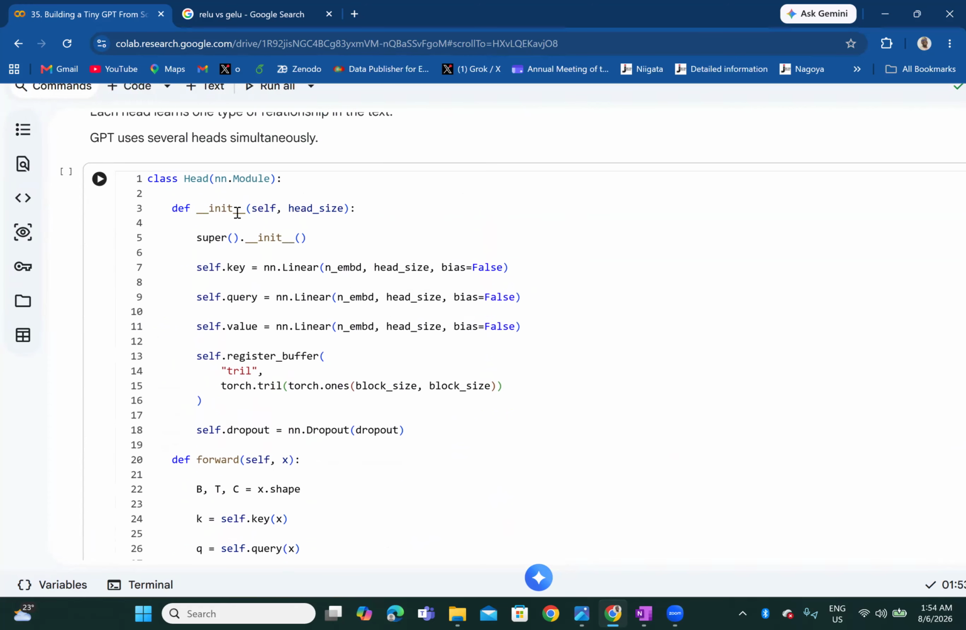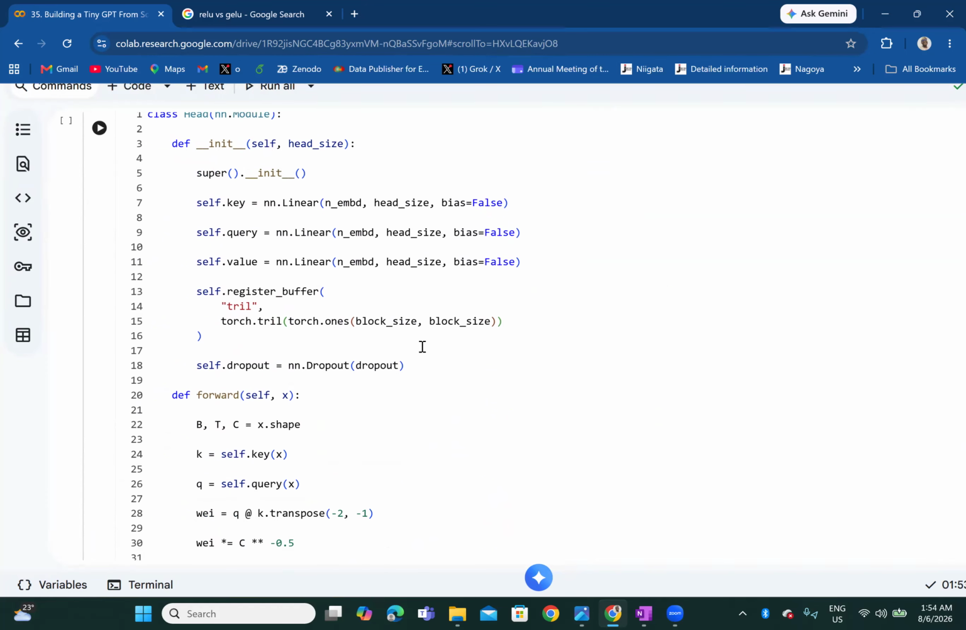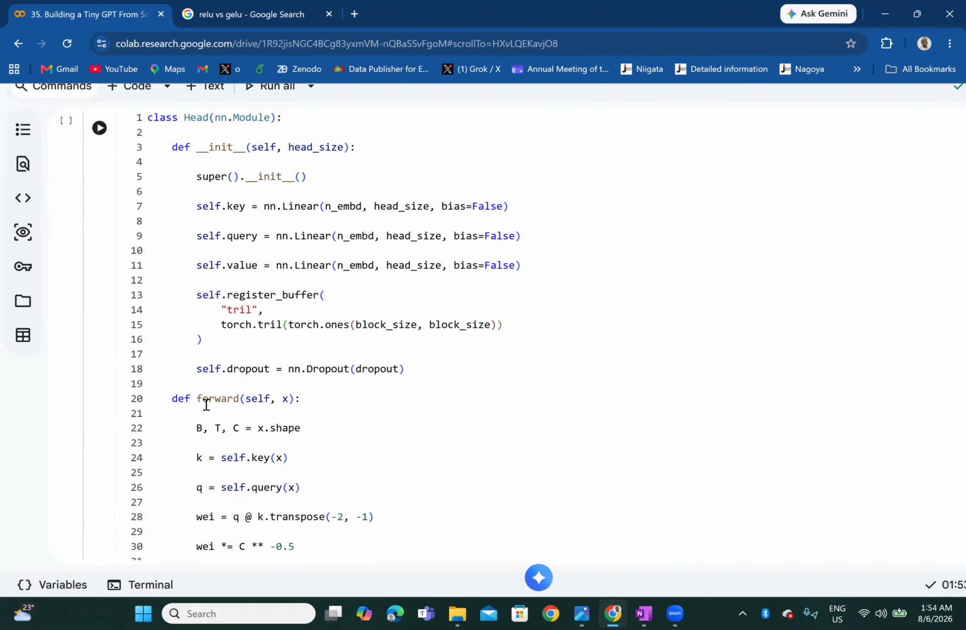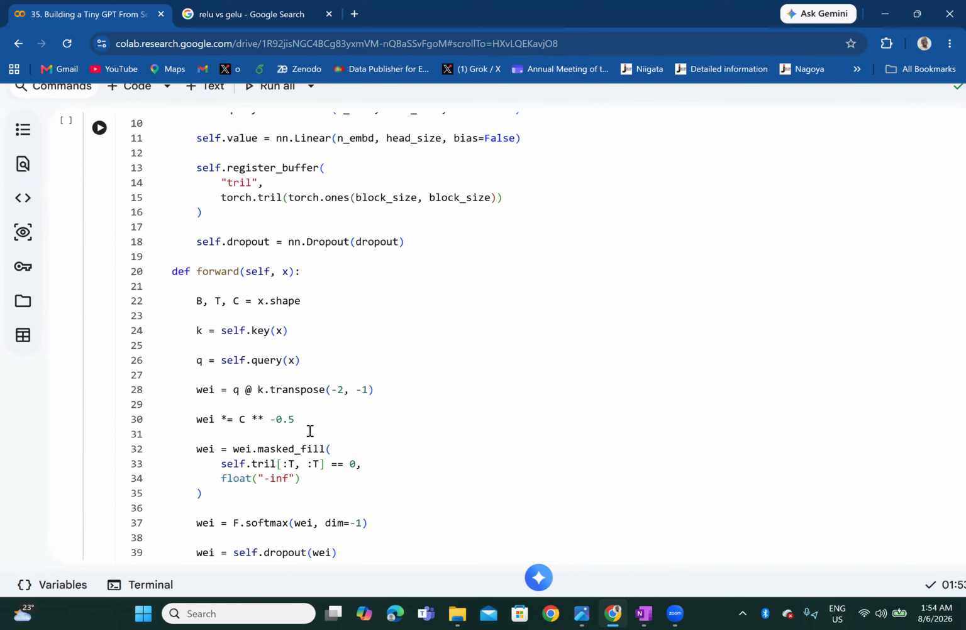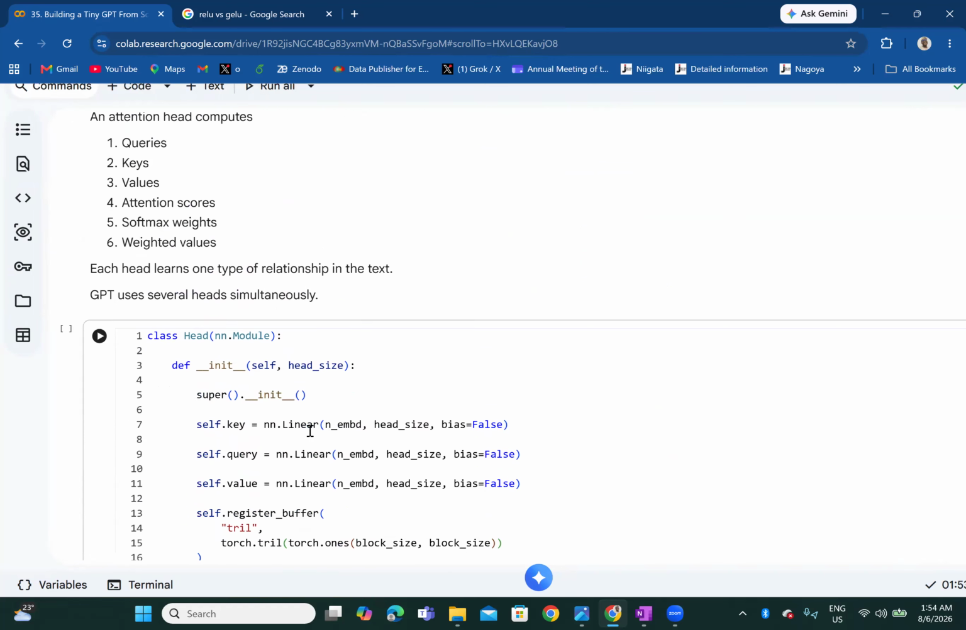You define __init__ with self and head size, then super. It means there's a super, a function inside a function here. That's why you have this super thing. Then you have self.key as nn.Linear with the number of embeddings, the head size, and bias. Then you have all of this. You also define a function forward, with B, T, C equals x.shape and all that for the k, q and the weights and all of these things right there. Should I make this bigger?